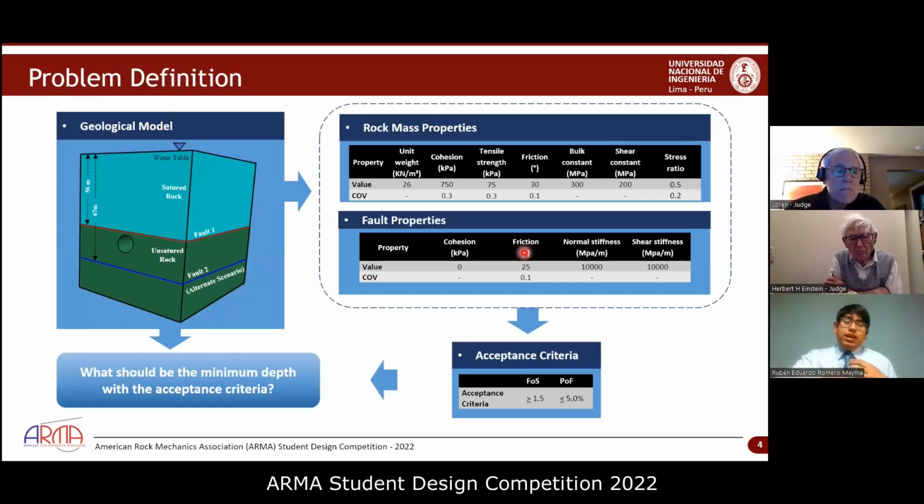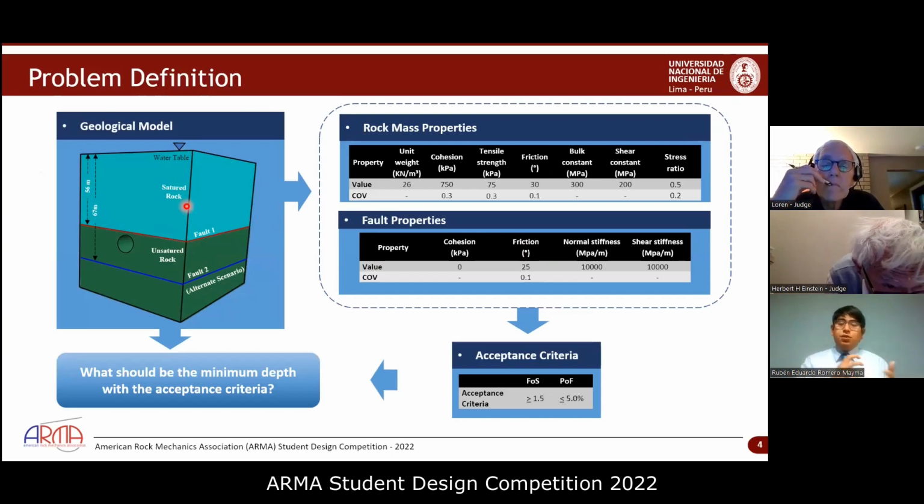In the problem definition, the problem consists of a geological model in which a horizontal fault is found at 56 meters. This fault acts as an impermeable barrier of the water table that is located at the ground surface. That makes it possible to characterize the model in two types of rock, one saturated and the other unsaturated. The rock mass properties such as the unit weight, the cohesion, or the friction angle, among others, are summarized in the first table. And in the same way, the fault properties are summarized in this second table.